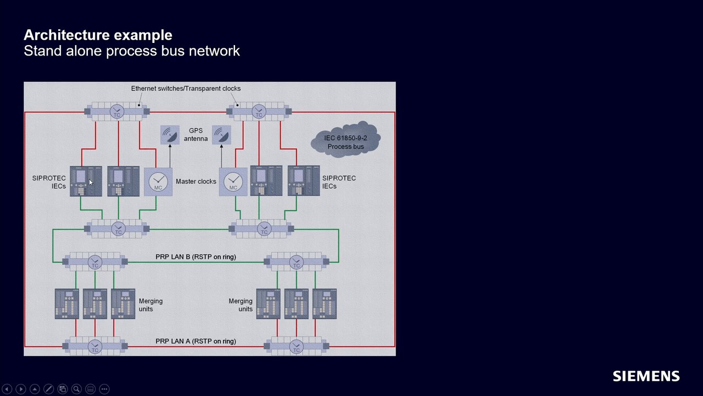So if you see, every device is connected to the red network, which is the PRP-B, and also to the green network, which is the PRP-A. So only the backbone switches are being connected with this RSTP ring. If you see, also the master clocks are double connected or connected as redundant attached nodes, once to the red network and once to the green network as well.